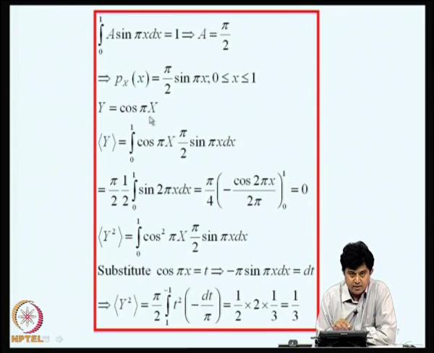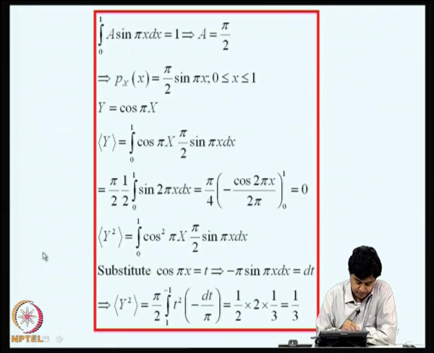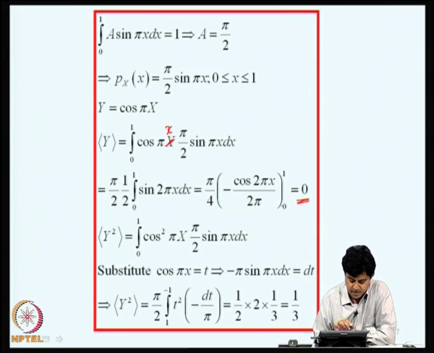Now, consider y is equal to cos pi x. What is the expected value of y? It is the integral of cos pi x, pi by 2 sin pi x dx. So, this we can write as half of sin 2 pi x, and once we integrate we can show that the mean is 0.